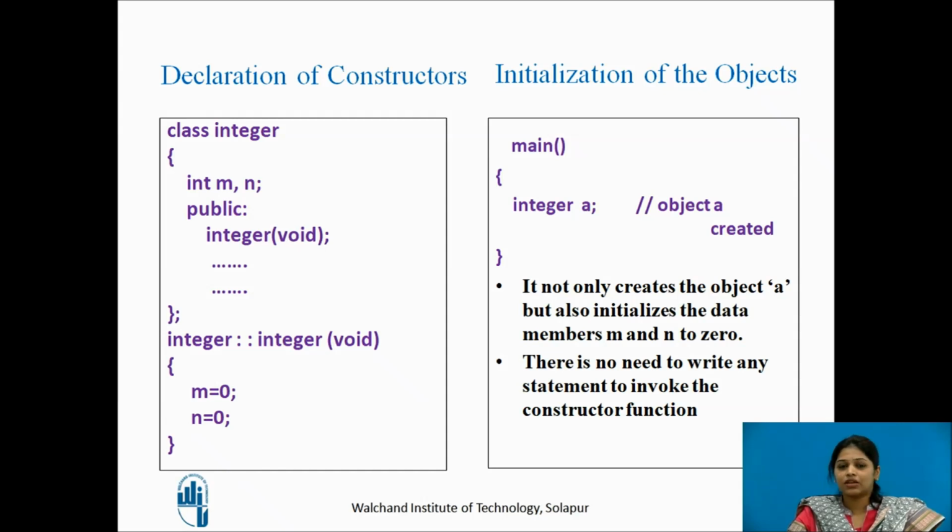Now, let's focus on how to invoke a constructor. A constructor is invoked whenever an object of its associated class is created. These are called constructors because they construct the values of the data members of the class. In this example, when the object of the class has been created, the constructor is invoked automatically. Then automatically the data members m and n are initialized to 0 for the object A.